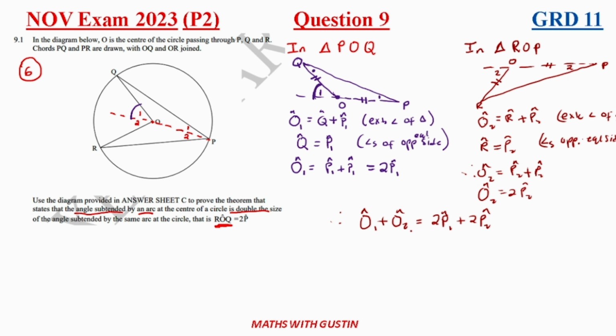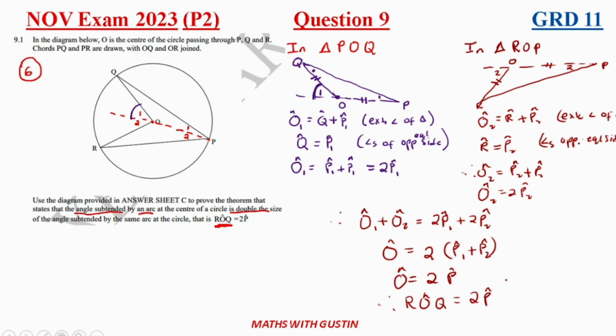Therefore O1 plus O2 will give us O, and here what are you going to have? You're going to have 2 times P1 plus P2, which just gives us twice P now. So that's O is equal to that. So now you have successfully proven that the angle at the center is equal to twice the angle at the circumference. All right, that's how you would prove this theorem.